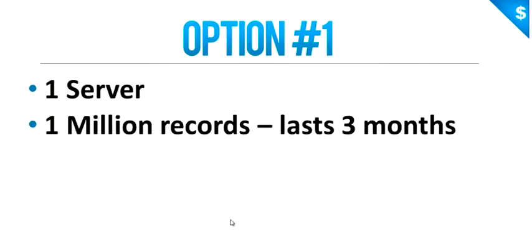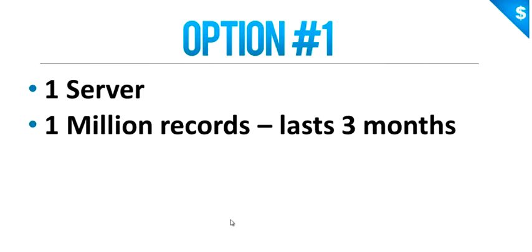So for option number 1, what you can do is start out with 1 server. Okay, so we're going to give you 1 server and a million records for that server. Now remember, that million records can last you 3 months or even longer, but you don't really have to refresh that data every 3 months. Now, we still recommend testing other data sources and stuff, of course, but that should match your 1 server.